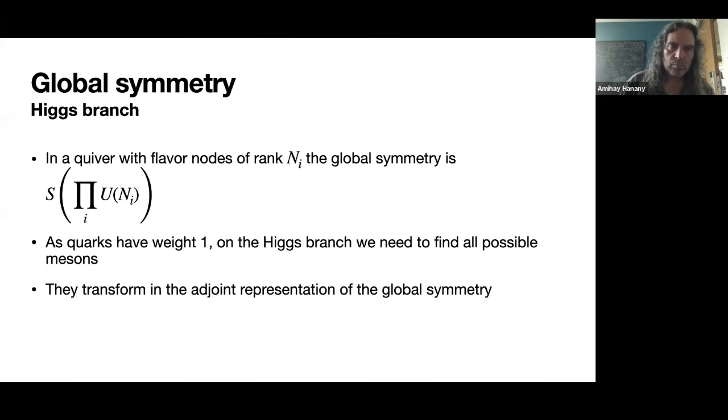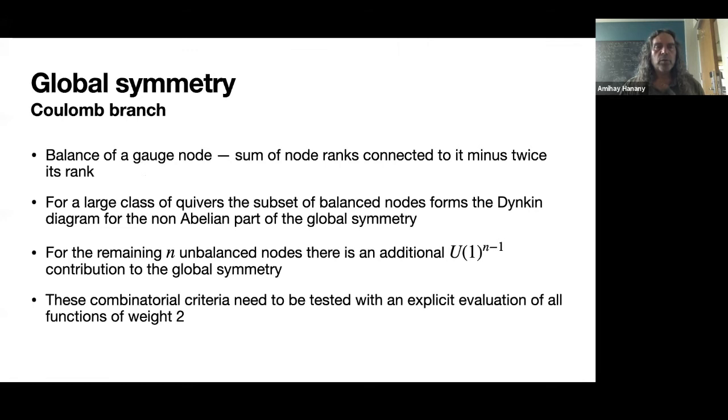Okay, let's proceed. Now we will do the Coulomb branch. Here again, I'm after the same thing, look for all functions of weight two. There seems to be a balance condition which works in a large class of quivers, but there are certainly exceptions to that. But let's go over this criterion. It's a simple criterion, so it's good to know it, in case you haven't seen this before.